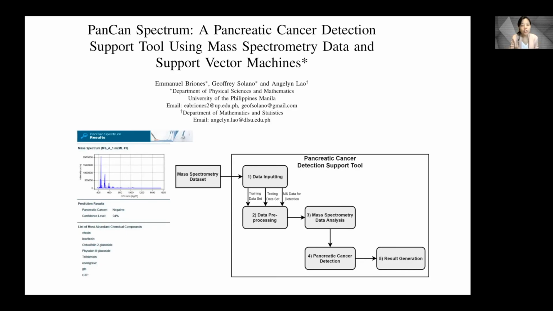So one can generate a platform or a model that can detect, through a machine learning approach, through a support vector machine approach, whether you will be COVID positive or COVID negative. So in this study, we applied that to detect pancreatic cancer through the data fed into the platform, which is mass spectrometry data.